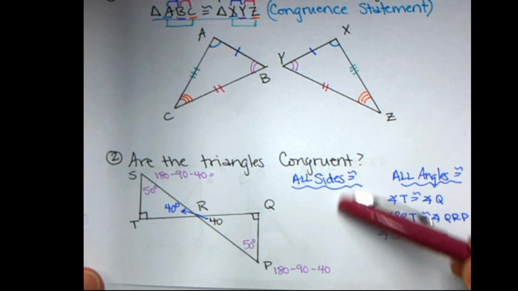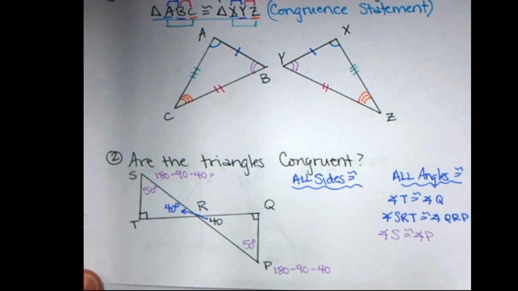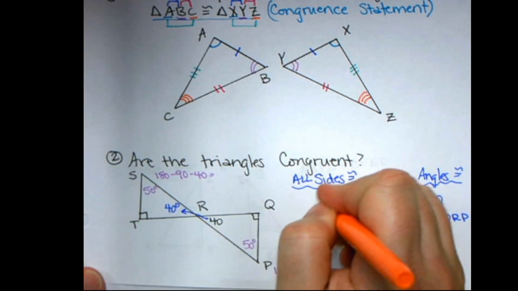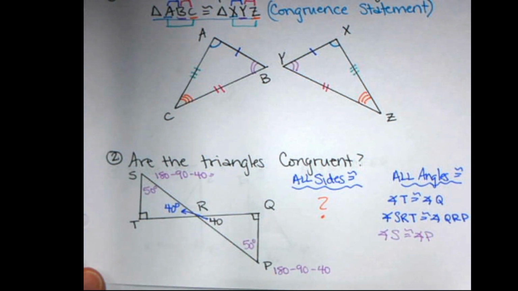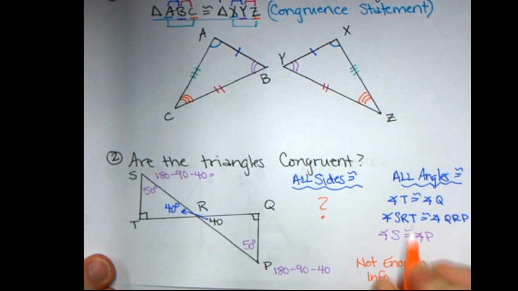So what about the sides? Do we know anything about the sides? Nope. There's no labeling on our sides whatsoever, so I know nothing about the sides. So that means we do not have enough information. So I cannot say these are congruent because I do not have enough information.